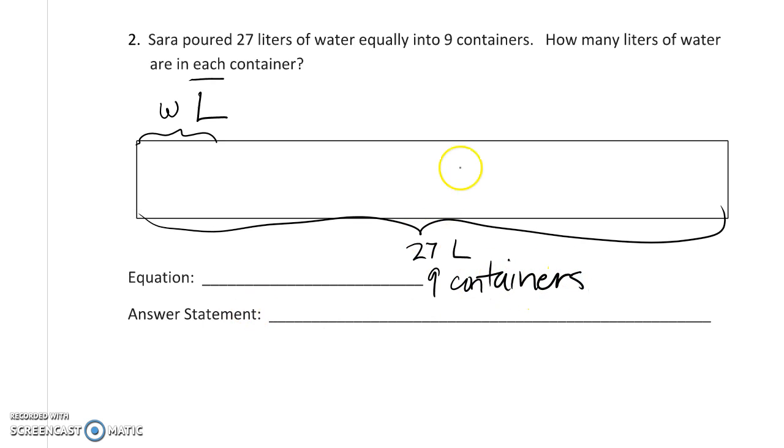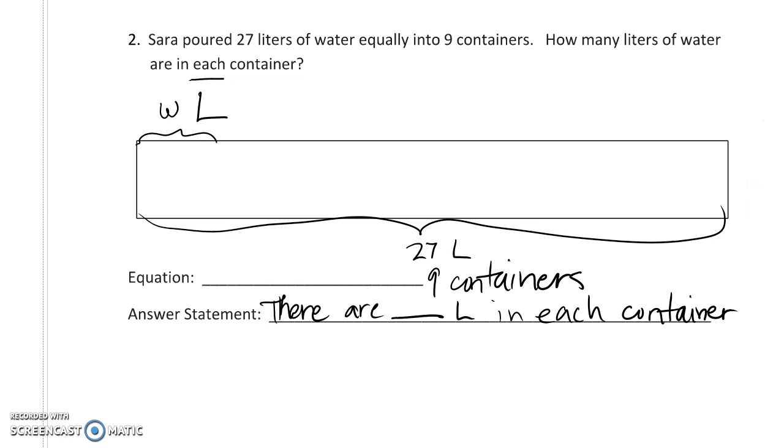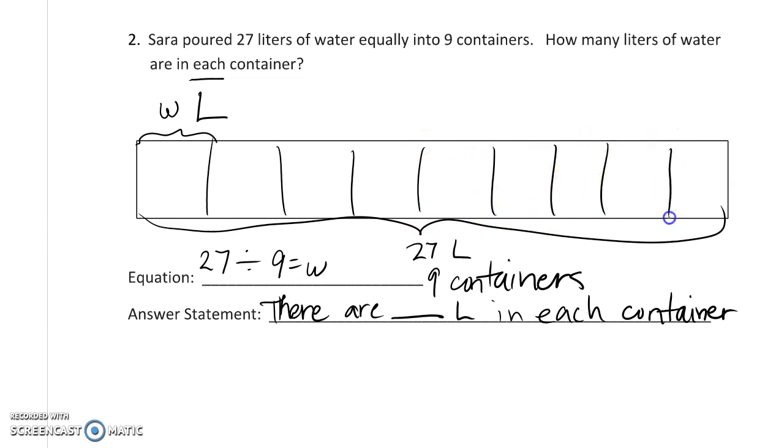Okay, let's get our sentence going. How many liters of water are in each container? There are blank liters in each container. All right, so again, we know the total. So that's 27 divided by 9 equals W. Okay, so if I break this into 9 sections, now I can do the fair share method.